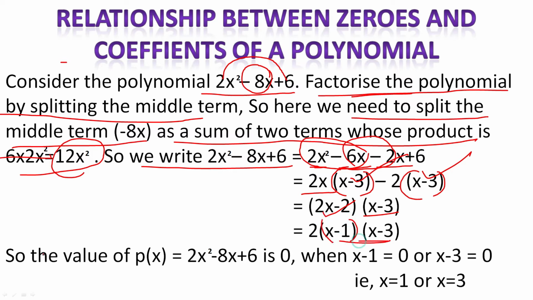So the quadratic polynomial 2x square minus 8x plus 6 is 0 when x minus 1 is equal to 0 or x minus 3 is equal to 0. These two are the factors of the polynomial. X minus 1 is equal to 0, that means x is equal to 1, or x is equal to 3. If it is a quadratic equation, you will have two zeros. Here the value of x is equal to 1 or 3.